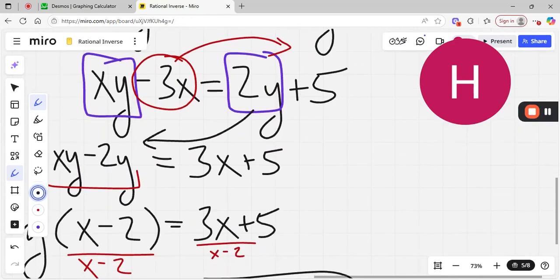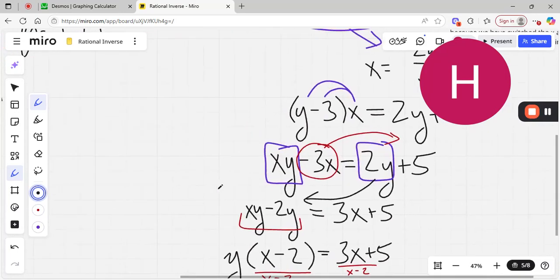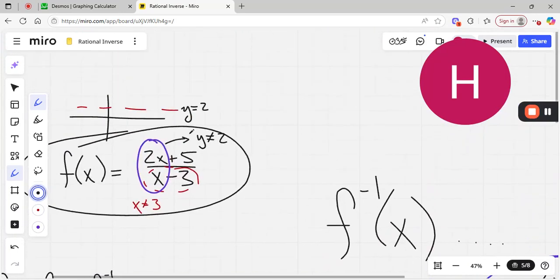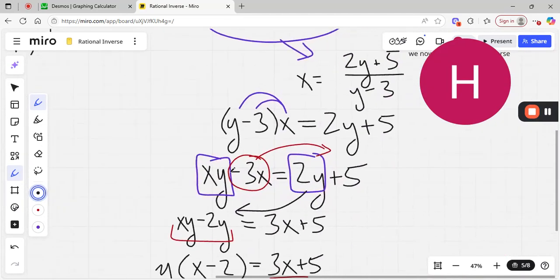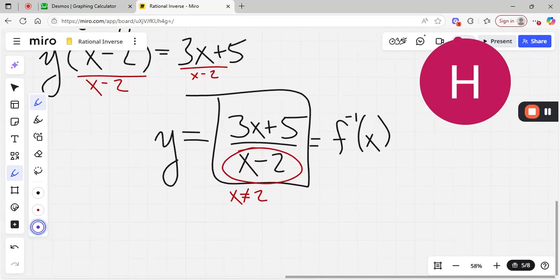The inverse is 3x plus 5 over x minus 2. So for the inverse, I need to make sure that x does not equal 2. Sound familiar? Where does the 2 come from? Well, that's just like how we had that y cannot equal 2. Remember that inverses switch the x and y. So on the original function, if the y value is not allowed to be 2, then on the inverse function, when we switch the x and the y, now on the inverse function, the x is not allowed to be 2. Makes sense there.